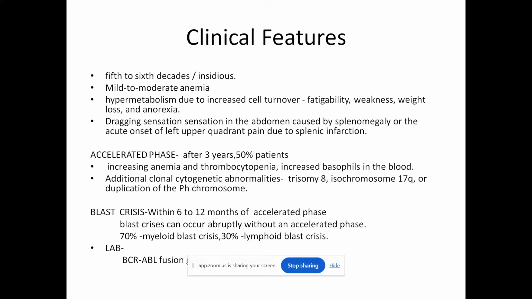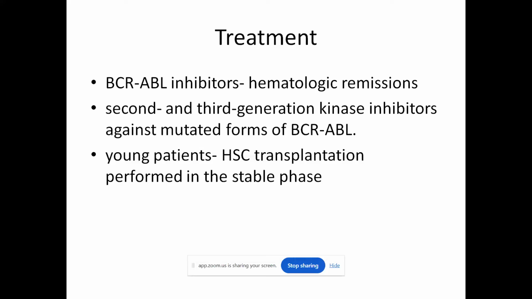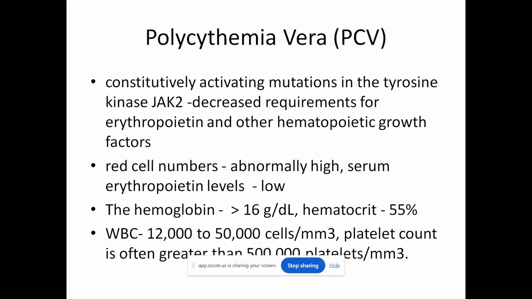So what is the lab investigation? We can do molecular genetics, cytogenetics or the PCR method. We can see the BCR-ABL fusion gene. Coming to the treatment of CML, BCR-ABL inhibitors should be used to produce hematological remissions. And if the patient is very young, we can go for hematopoietic stem cell transplantation.